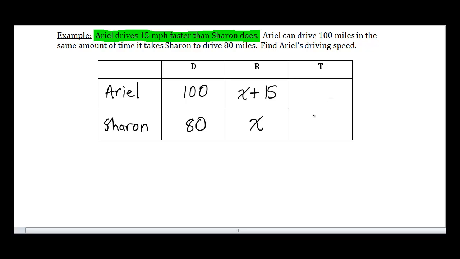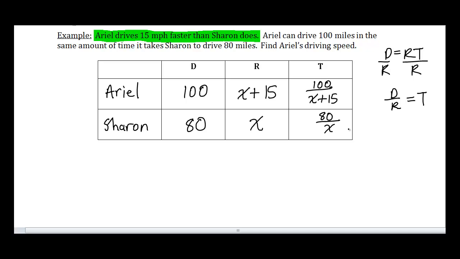All right. And this is where that formula, distance equals rate times time, comes into play. That's going to help us set up our equation. Since I don't know time, I'm going to divide both sides by r. So I get d over r equals t. And so now if I want an expression for time so I can complete my chart, well, time is going to be 100 over x plus 15. And Sharon's time is going to be 80 over x.